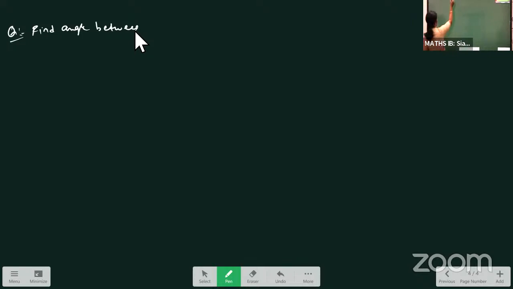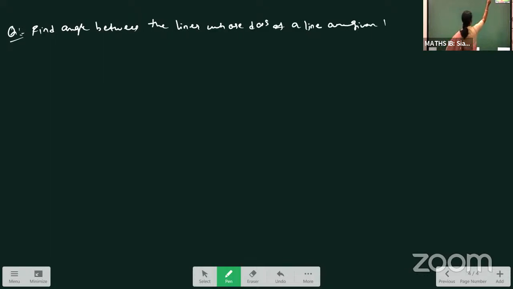the lines whose DCs are given. Whose DCs of a line satisfy the equations l plus m plus n is equal to 0, comma, l square plus m square minus n square is equal to 0.